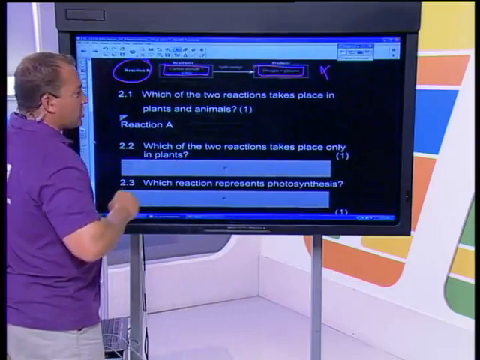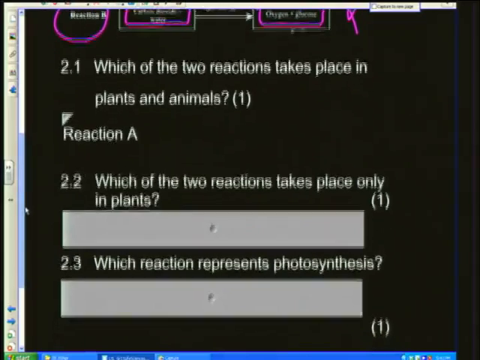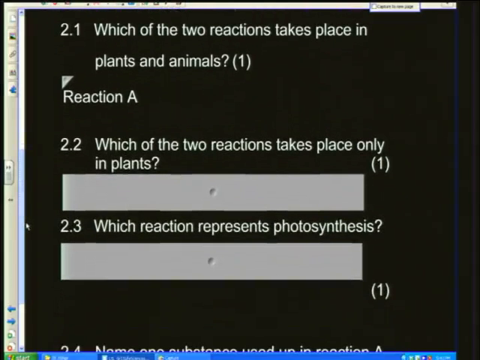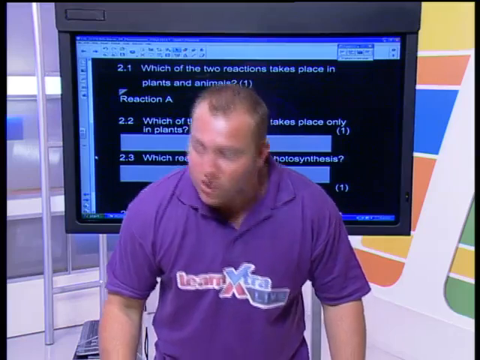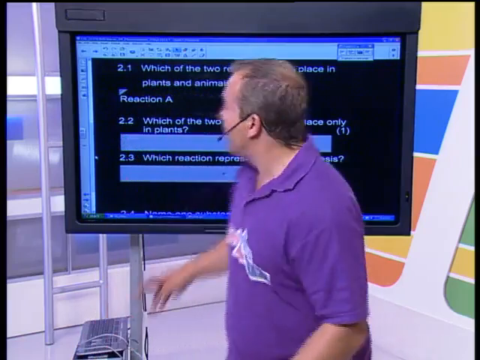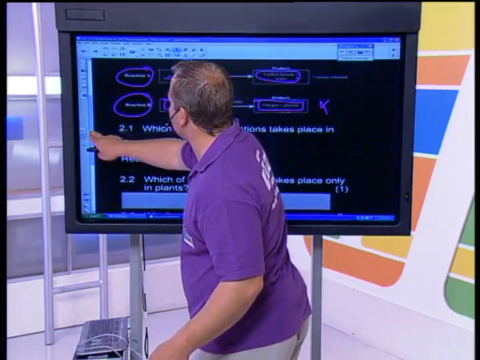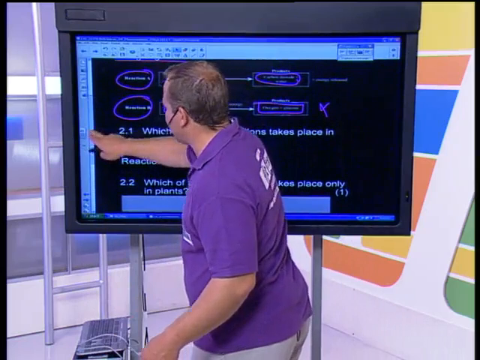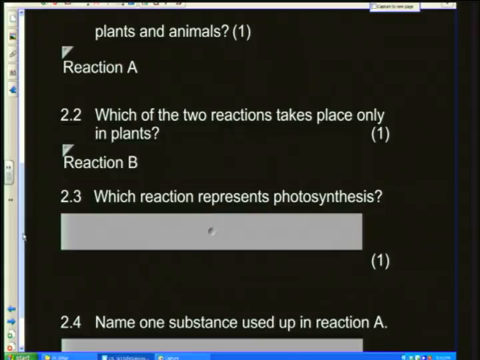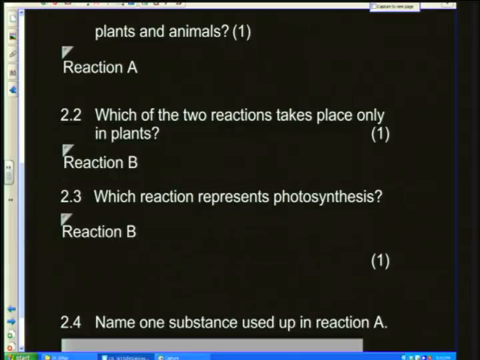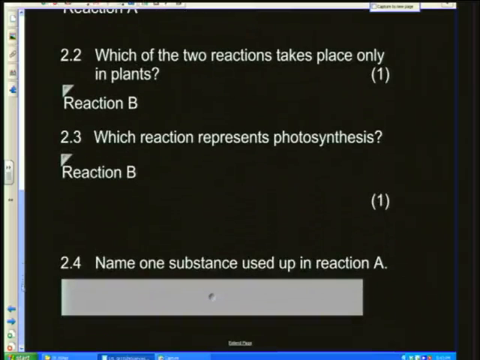Which of the two reactions take place in plants? Come, Luni, which one only takes place in plants? Photosynthesis. Which is number? I can't see. Oh, you can't see. B. B, clever girl. Has to be B. Very nice. Which reaction represents photosynthesis? B. Good one.